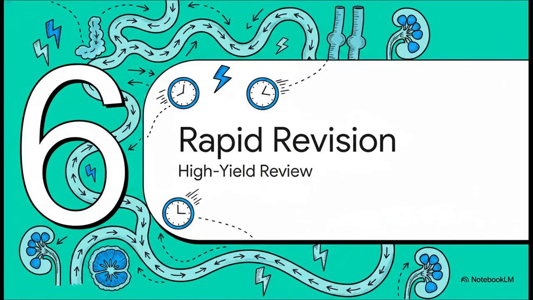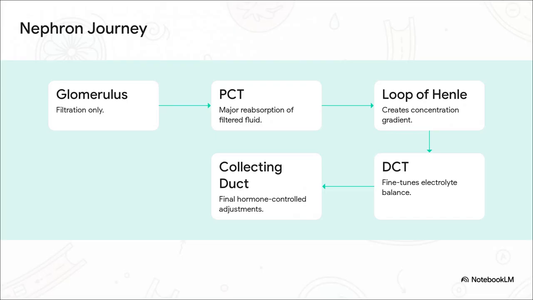Finally, section 6, high-yield rapid revision. Let's lock all this in. All right, it's time to pull it all together. Let's prove how much you've just mastered by running through this micro-journey one last time, step by step. Step 1, glomerulus. What does it do? Filtration only. Step 2, the PCT.